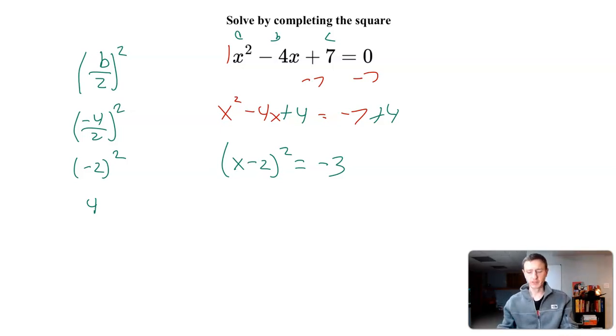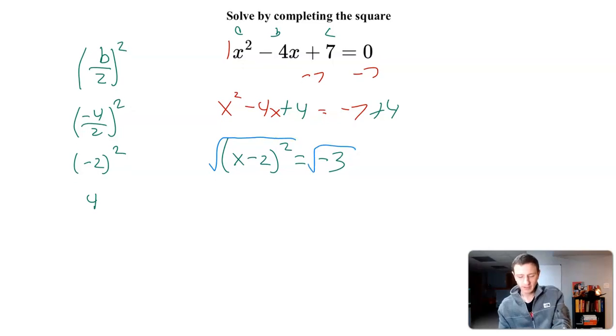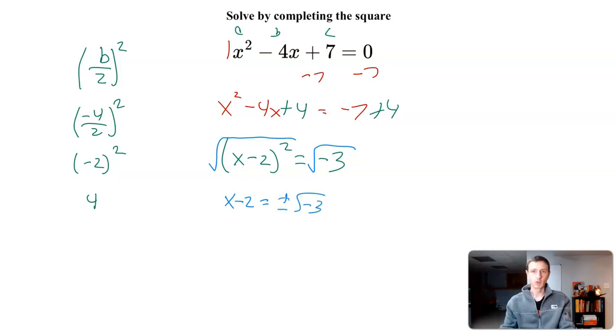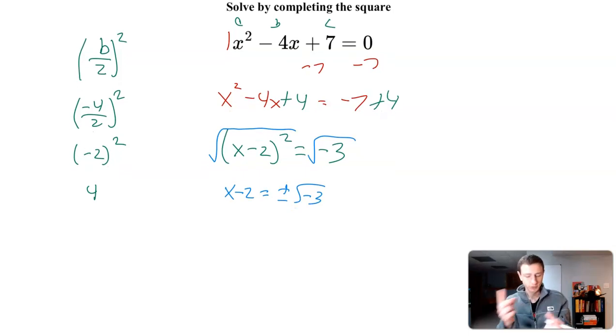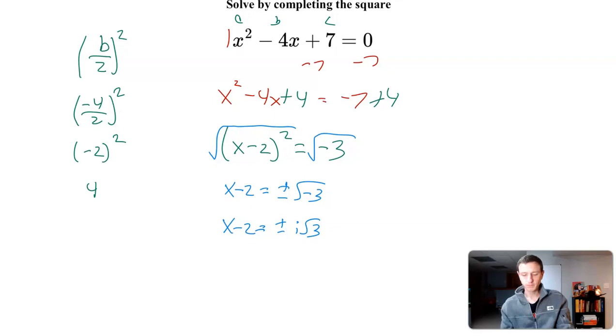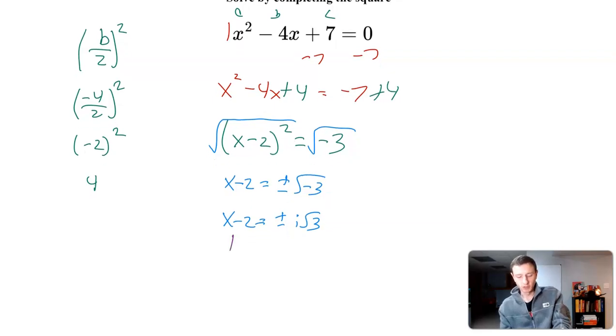So this is where it gets a little bit difficult. In order to solve this, I'm going to take the square root of both sides. That's going to give me x minus 2 equal to plus and minus the square root of negative 3. Well, if I'm taking the square root of negative 3, I have to take out i, because we're taking the square root of a negative, and then 3 is going to stay inside. So x minus 2 equals plus minus i root 3.